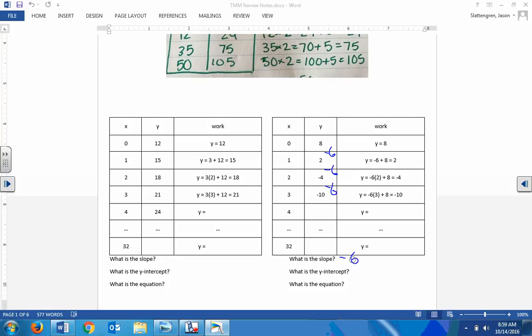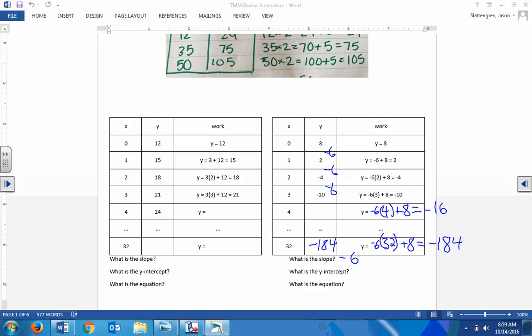And again, if you want to write this, the fourth one is negative 6 times 4 plus 8, which in this case equals negative 16. And if you look at the 32nd case, that's negative 6 times 32, because we have 32 negative 6's, plus 8. If you do that in your head, it's 180 plus 12, 192, so negative 192 plus 8 is negative 184.